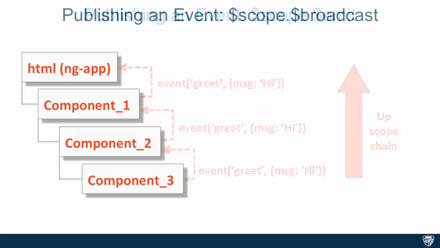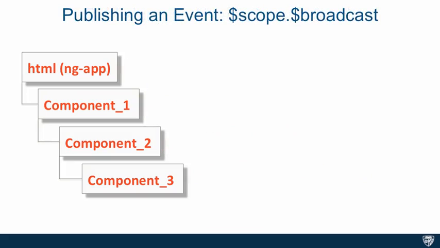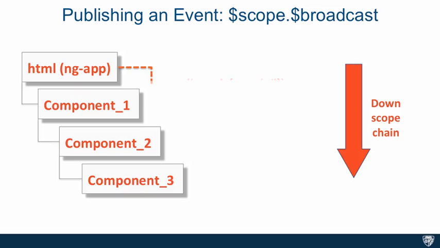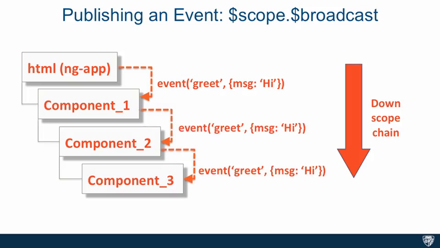The other way to publish messages in Angular is to broadcast them, and that's done with the $broadcast method. Using that method, events go down the scope chain. So for example, if the very top scope broadcasted an event with the name greet and the data message equals hi, that event would propagate all the way down the scope chain to the very last leaf.